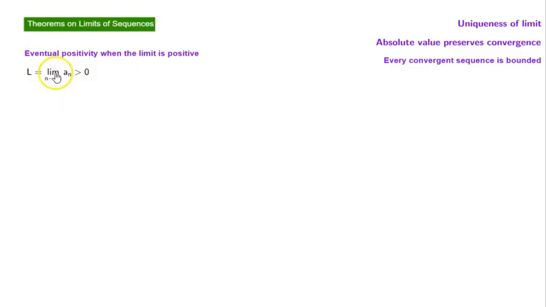We have L is equal to the limit as n goes to infinity of a sub n, which is greater than 0. So we have here the limit is positive. So let epsilon be equal to L by 2. Since L is positive, that means L by 2 is also positive. By convergence, there exists M in natural numbers such that the magnitude of a sub n minus L is less than L by 2 for all n greater than M.